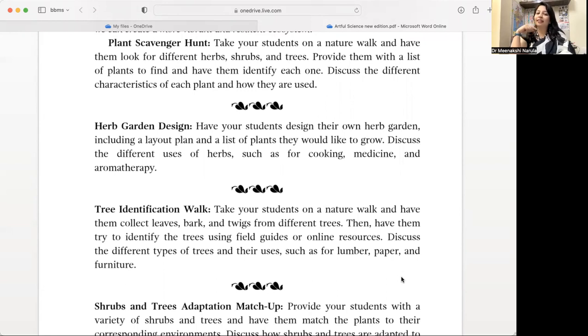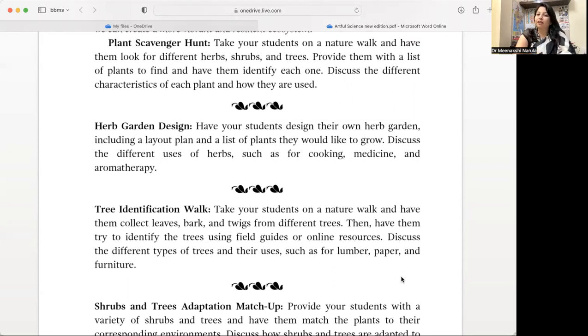Now, herb garden design. Have your students design their own herb garden, including a layout plan and lists of the plants they would like to grow. Discuss the different uses of herbs, what is the use, right? Such as maybe for cooking, for medicine, for aromatherapy. Like how many herbs do we use at home, right? Tulsi is there, we use that, or oregano. How many herbs do we use, how many do we see, which is Indian, which is imported, accordingly you can talk about that.